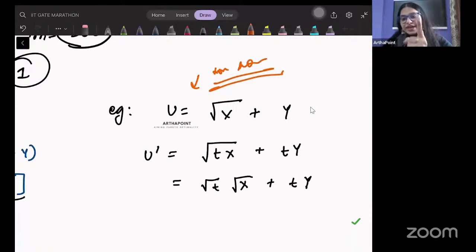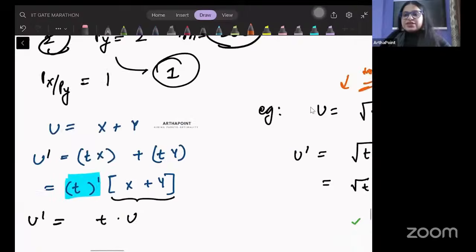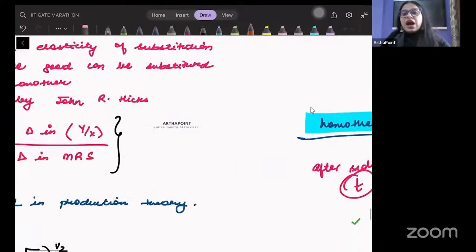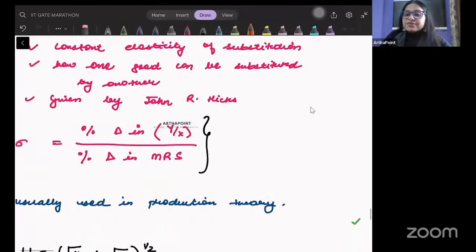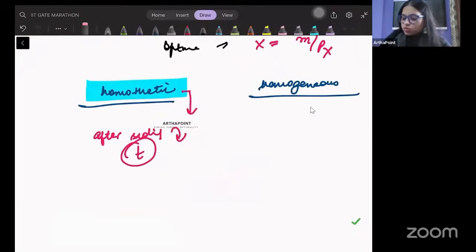So homogeneity or non-homogeneity is related to the scaling factor. Can you bring the scaling factor out or not? But when we talk about homothetic, this was homogeneous.